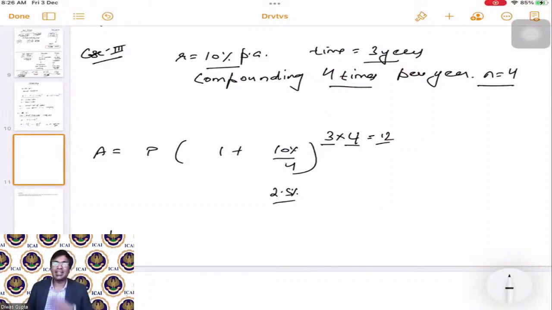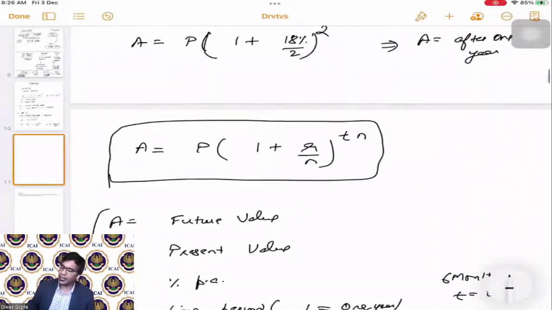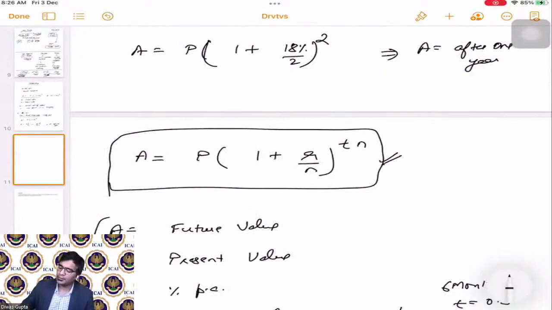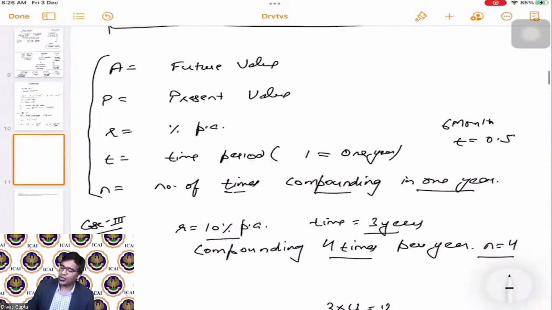Because in 1 year, there are 4 quarters, so in 3 years, it will be 12 quarters. And if the rate for the entire year is 10%, the rate for 1 quarter will be 2.5%. I hope I'm able to clear this point. Okay. So just remember this formula and the notations here. So N is equal to number of times compounding in 1 year, time period, and percentage per annum. You will never get confused while applying the formula.